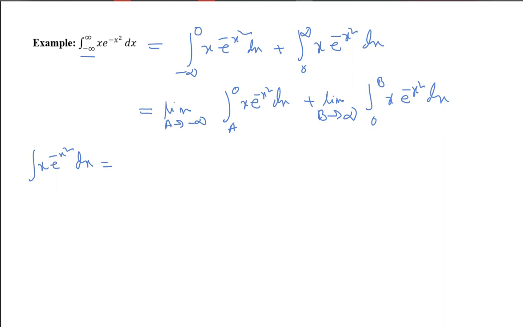Minus 1 by 2 e to the power minus x squared. If I do 1 by 2, it will be x squared, and easily you can find it. Correct? Is it okay? So you can find it. Just put x squared is equal to z and do the integration. You will be able to find the value.